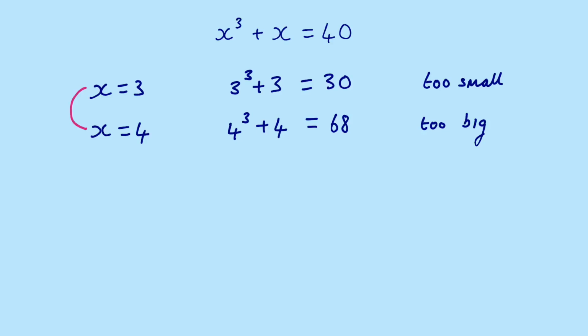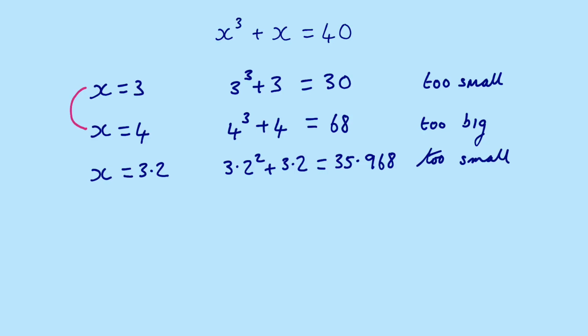Often in these type of questions, you're asked to find the solution to one decimal place. If we look at the two answers, x equals 3 gives us an answer closer to the 40. Therefore, we will try an x value with one decimal place, which is nearer to x equals 3. So let's try 3.2. So when we substitute that in to x cubed plus x, we get 35.968. Now you can see that that's still too small.